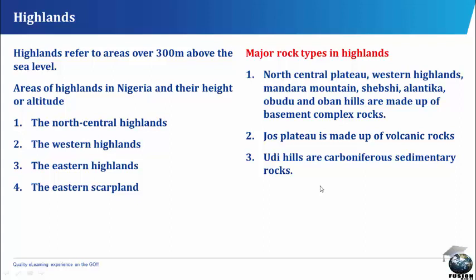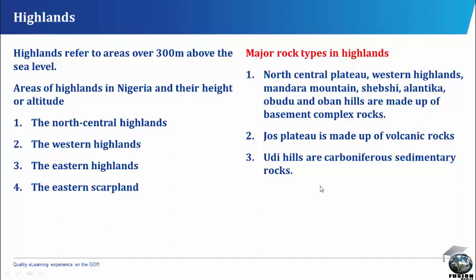This is found within the eastern region of Nigeria, especially around Enugu and Nsukka. The major highland in this area is the Udi-Nsukka Plateau. Rivers Anambra, Imo, and Cross have their sources from this scarpland.